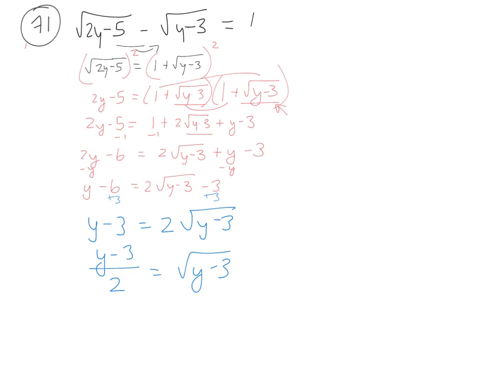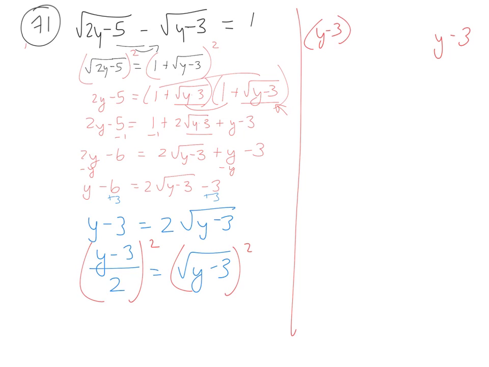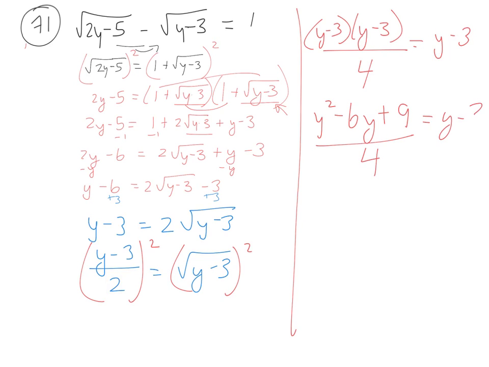Now I've isolated this radical, I can use the principle of squares. So I square this guy, I square this guy. So on the right hand side, I'll just be left with y minus 3. On the left hand side, I'm going to have y minus 3 times y minus 3 on the top, divided by 4. 2 squared will be 4. Equals. Alright, so I'm going to FOIL that top stuff, so y squared minus 6y plus 9 over 4 equals y minus 3. I hate fractions, let's get rid of that 4.